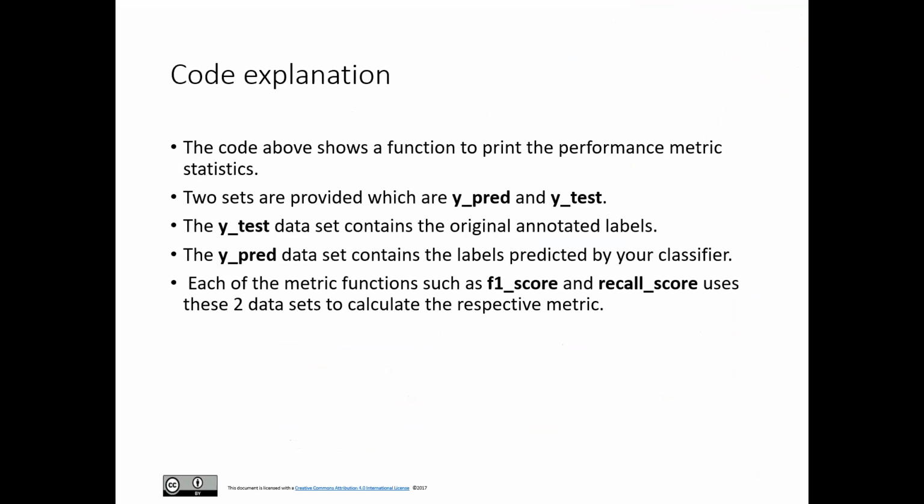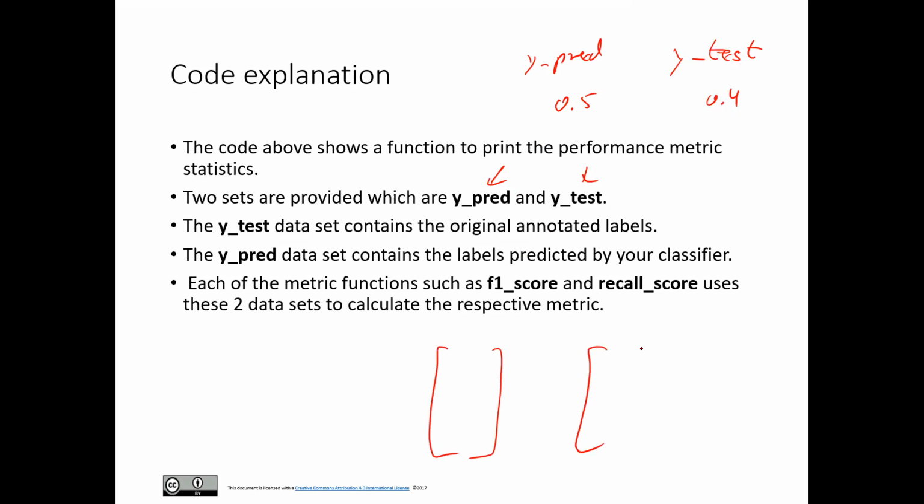So as you can see here, the code above shows a function to print the performance metrics, and then two sets of data are provided, y_pred and y_test. Keep in mind, going forward, whenever we talk about a variable, we mean something that's not just one thing. You might imagine it's like 0.5 and 0.4 and you compare those. But going forward, things are actually vectors and matrices, which means they're sets, and that's why I wrote sets there.